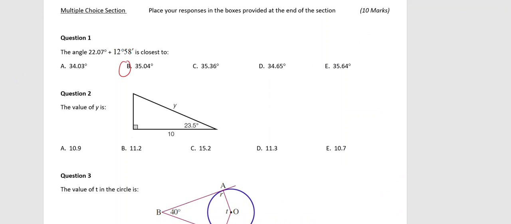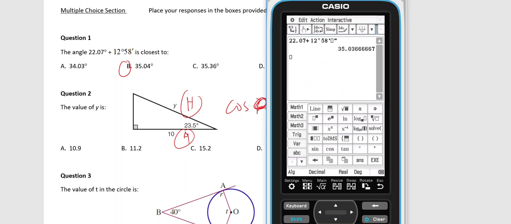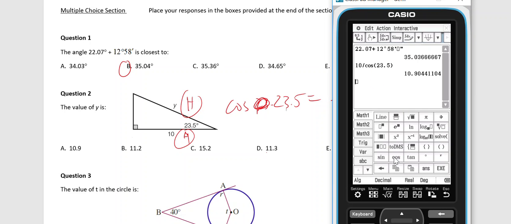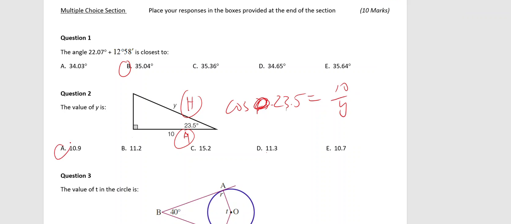The value of y is... this is the adjacent and that's the hypotenuse, so cos of 23.5 equals adjacent over hypotenuse. We know y equals 10 divided by cos of that. So 10 divided by cos of 23.5 gives me 10.9, which is A.